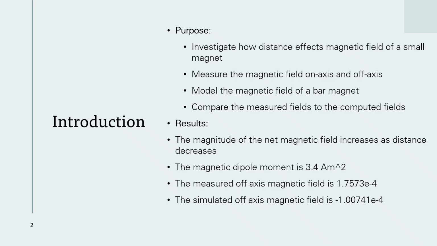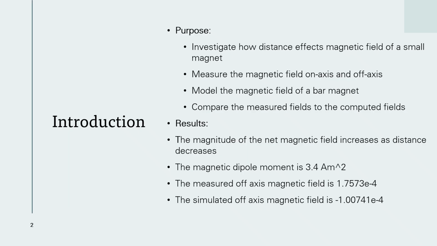This is Physics 2212 Lab 4, bar magnets. The purpose of this lab was to investigate how distance affects the magnetic field of a small magnet, measure the magnetic field on axis and off axis, and then model the magnetic field of a bar magnet and compare the measured fields and the computed fields.